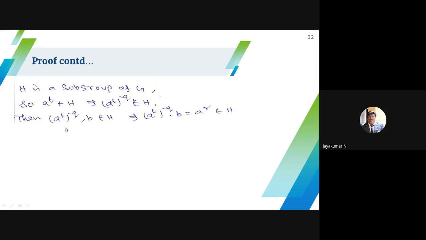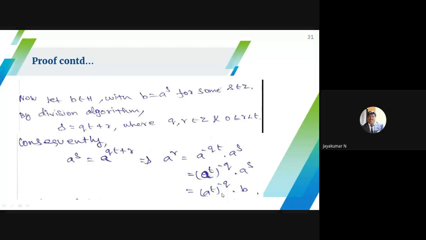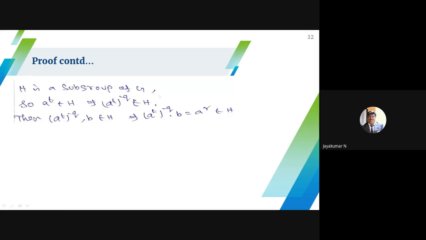Then, as in the previous case, we have a product of two numbers. Now I have shown that this belongs to H. We know that b belongs to H. Definitely the product also belongs to H. The product is represented as a^r. So a^r belongs to H.